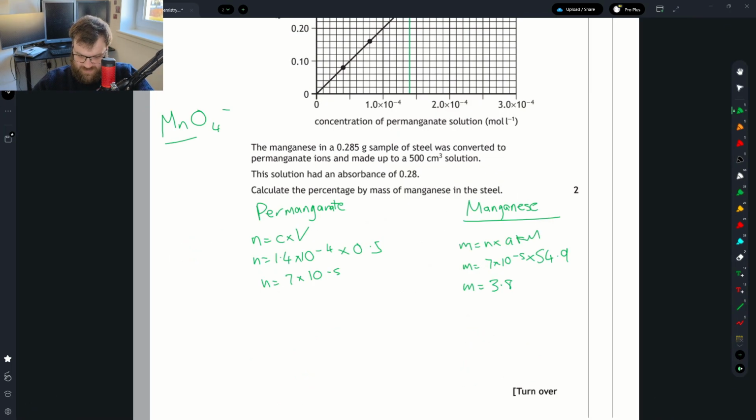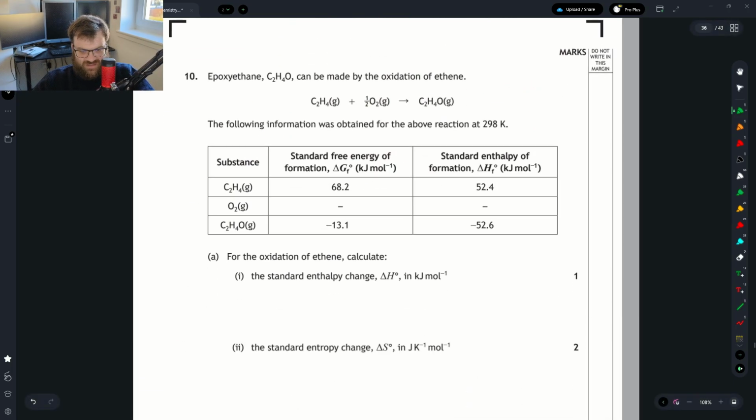That gives 3.843 times 10 to the minus 3. Percentage by mass, we take the mass of the chemical we care about, which is the manganese, divide it by the total mass of the sample, then times that by 100. That rounded to 3 significant figures would give 1.35% as the answer.